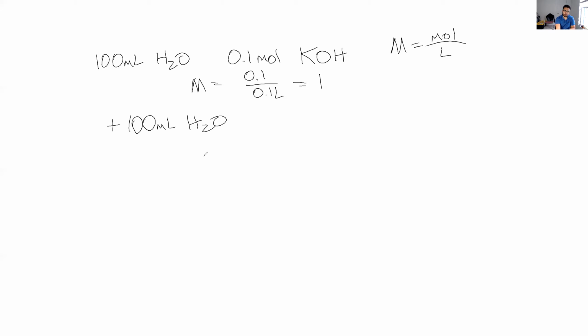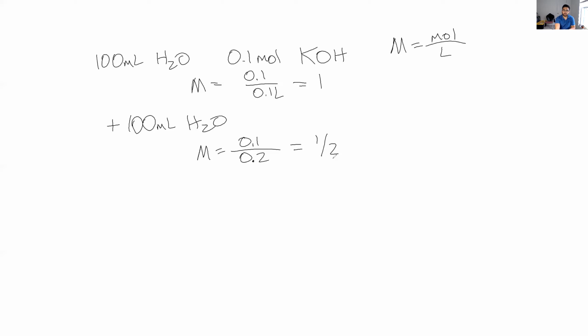Okay, so the way that you would calculate that, the number of moles doesn't change because we're not adding any more KOH. So the numerator, the number of moles, is going to remain the same. However, the denominator, we increased by another 100 milliliters of water. So we're essentially doubling it here. So the denominator here is going to change from 0.1 liters to 0.2 liters. Okay. And now our molarity is 1/2.